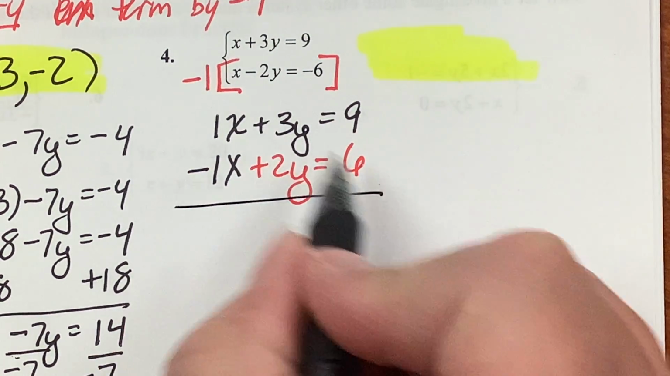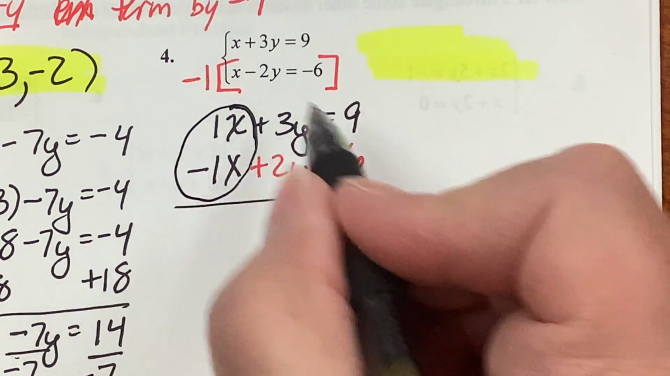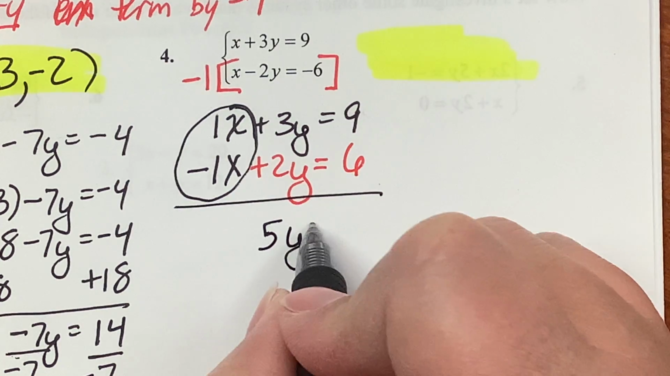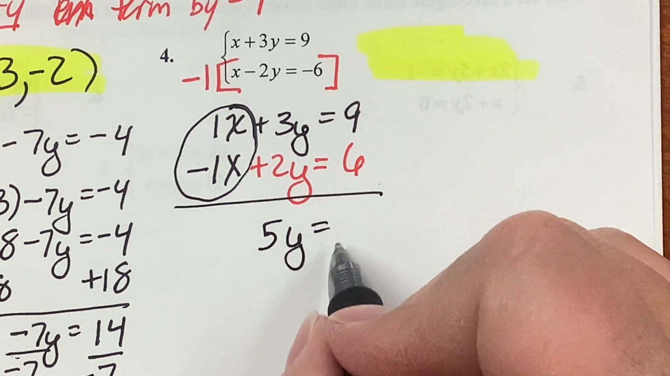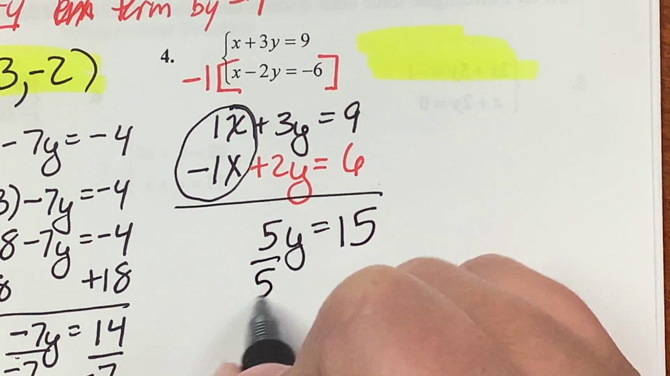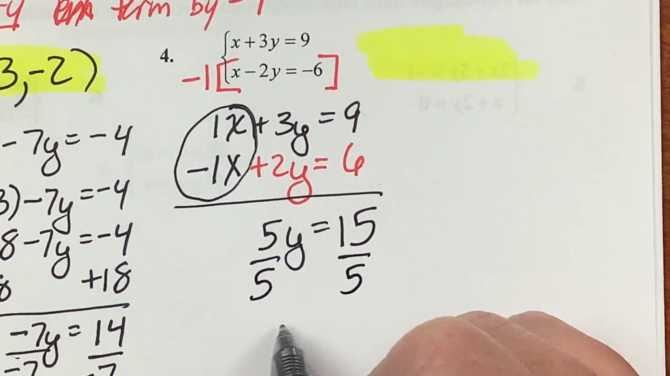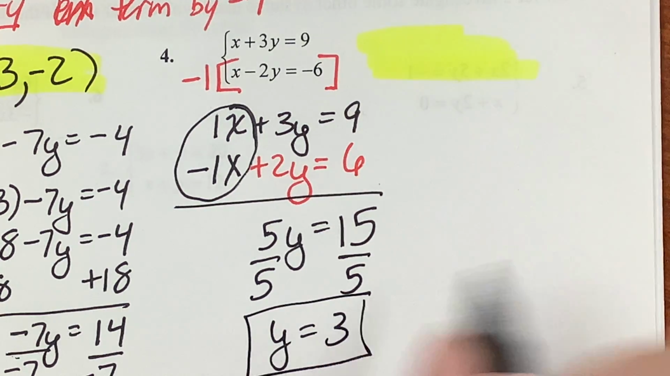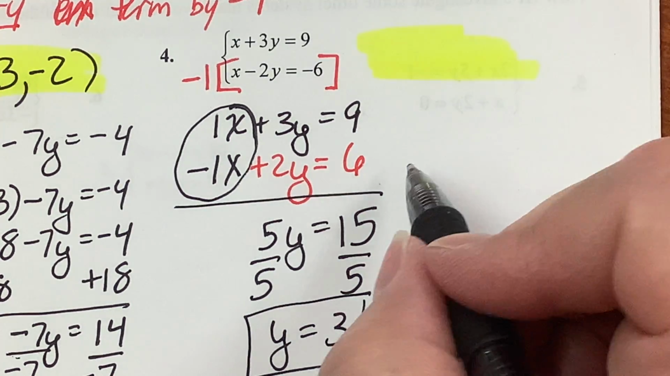So let's see. 1 minus 1, 0. 3 plus 2, 5y. 9 plus 6, 15. Divide by 5, divide by 5, and you get y equals 3. Remember, we're going to be careful when we write it down, right?